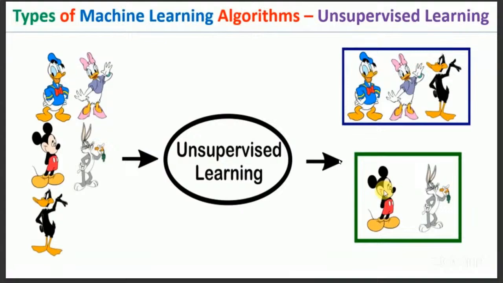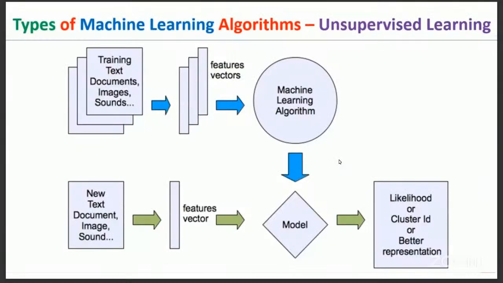So here the input doesn't have any labeled data. Maybe ducks, maybe Mickey Mouse, and nothing is labeled. So this is called unsupervised learning, and still the machine is going to learn things. The same diagram is used for supervised and unsupervised learning, but here we don't have any labeled data.